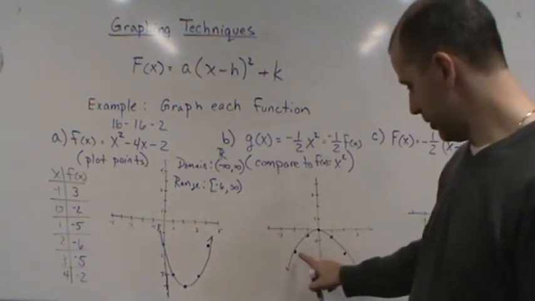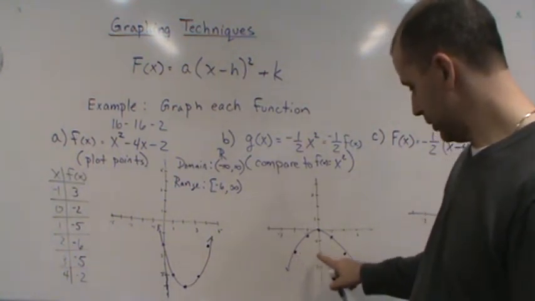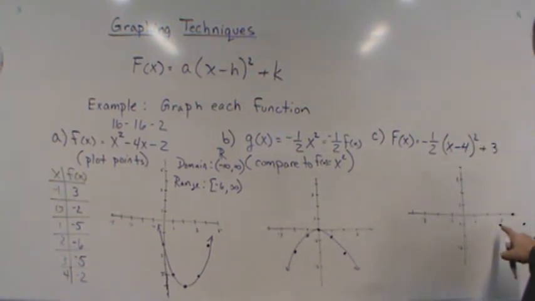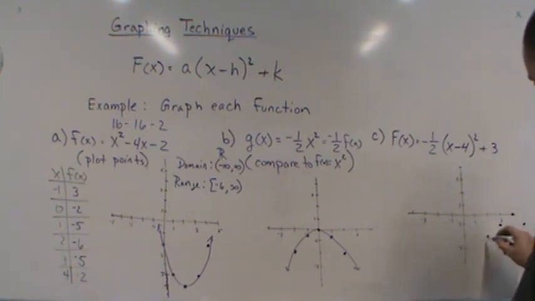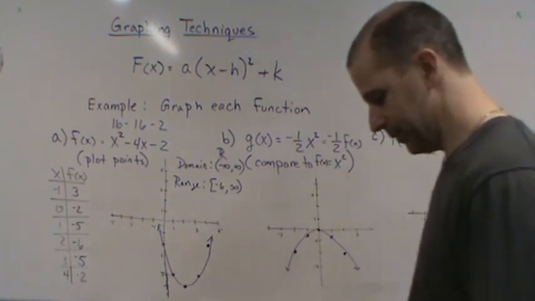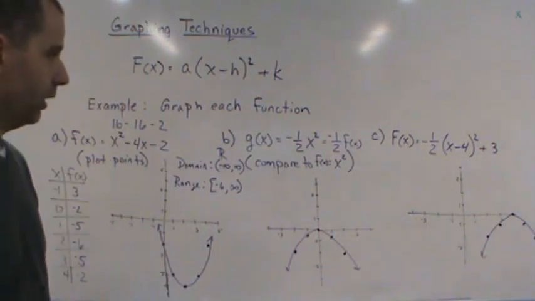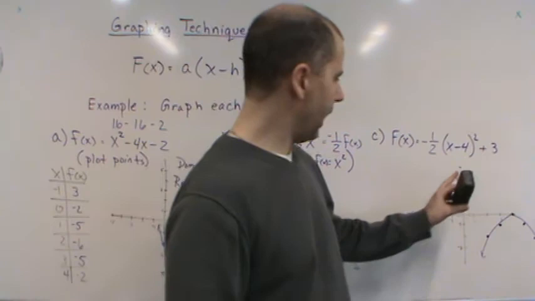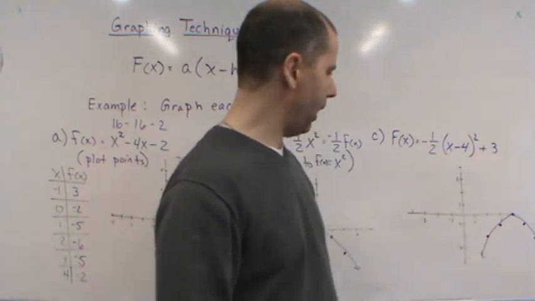And then this one here is going from negative 2 to positive 2. So we're going to go from negative 2 to positive 2. So it's going to be about right there. And so we get something that looks like that. Okay? So that takes care of this inside. Now what is it doing? Now we're going to add 3 outside the function.